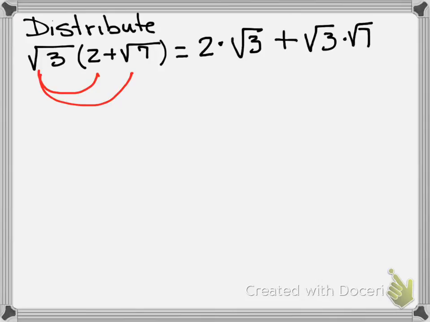And the square root of 3 multiplies the square root of 7. Because both of them have square roots, we multiply the radicands, which means the numbers inside. So we end up with 2 times the square root of 3 plus the square root of 3 times the square root of 7. If we simplify, we end up with 2 square root of 3 plus square root of 21. That's all there is to it.